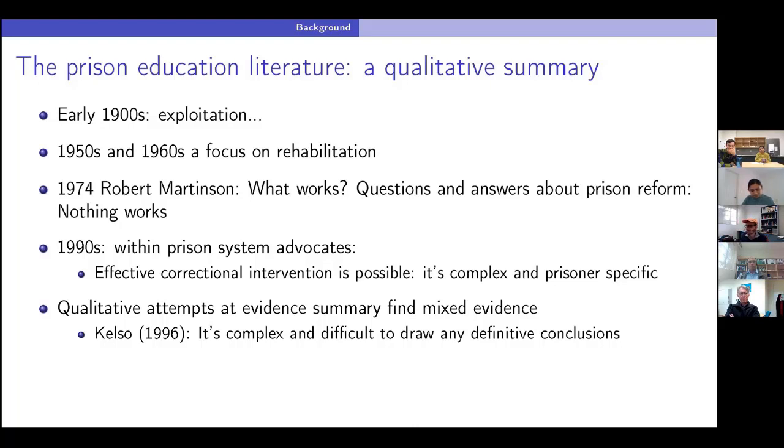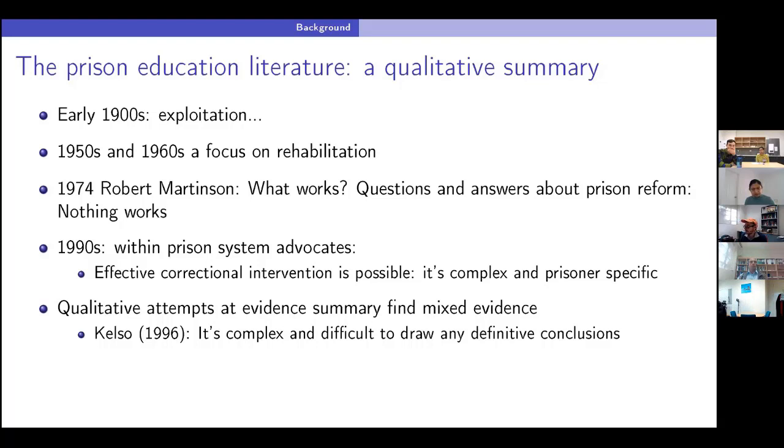Then we get into the 1970s, and a hugely influential piece of work comes out in 1974, which turns the whole system away from rehabilitation towards nothing works. So there's no point trying to do rehabilitation, it doesn't work, and this fundamentally changed the attitude of the way the system worked in the US. Nothing works, there's no point investing in these people, they're a lost cause. And that was the philosophy that emerged.